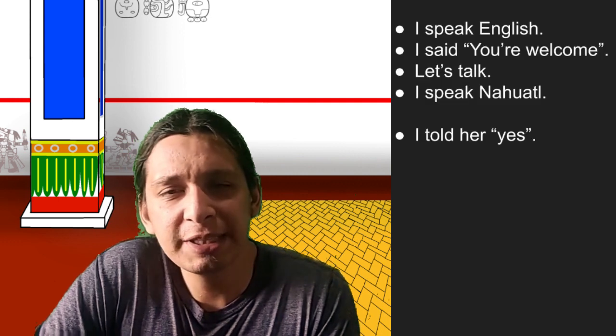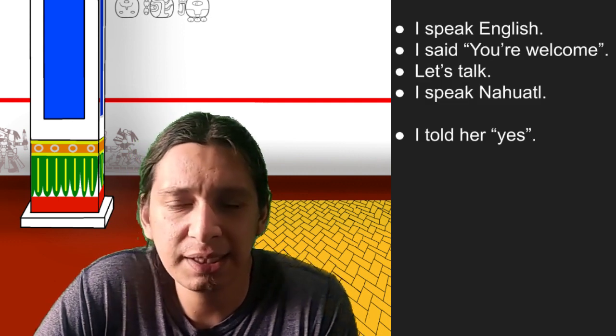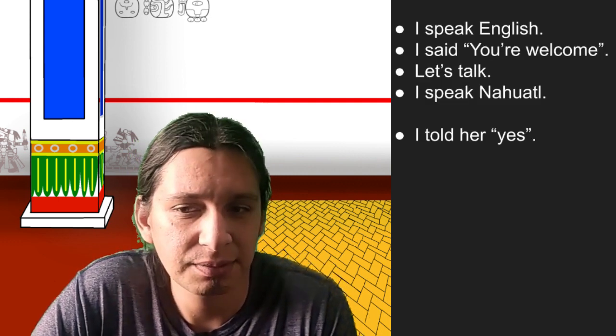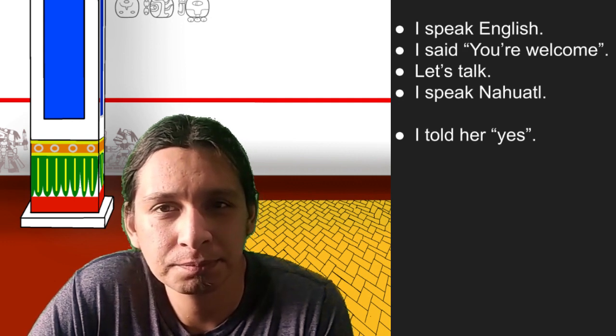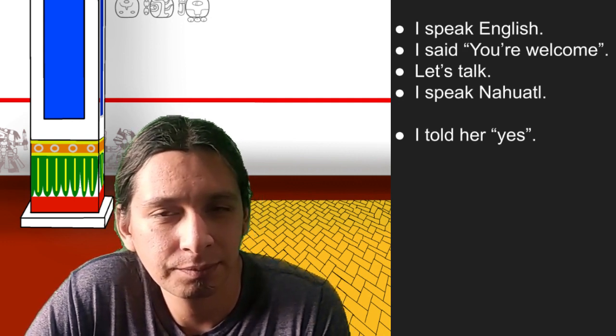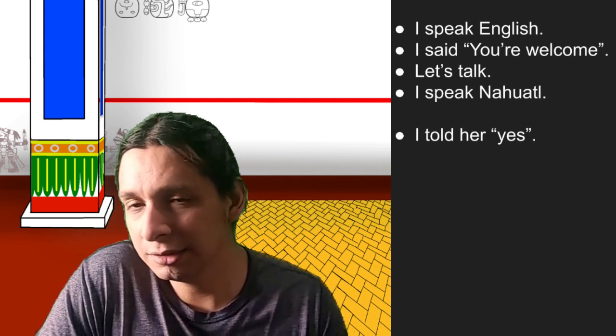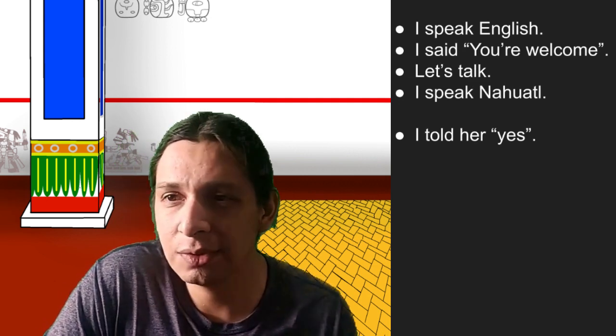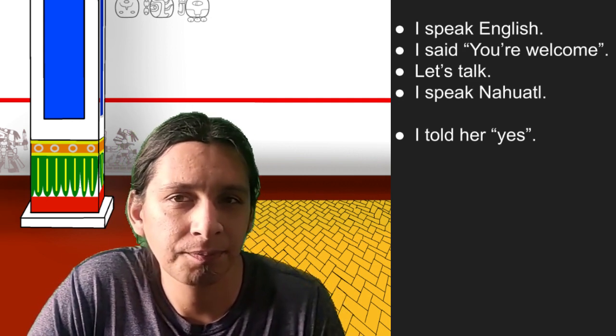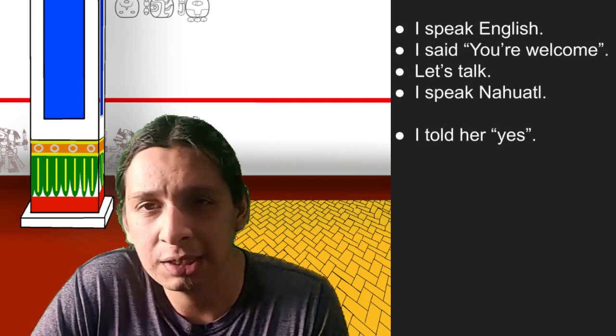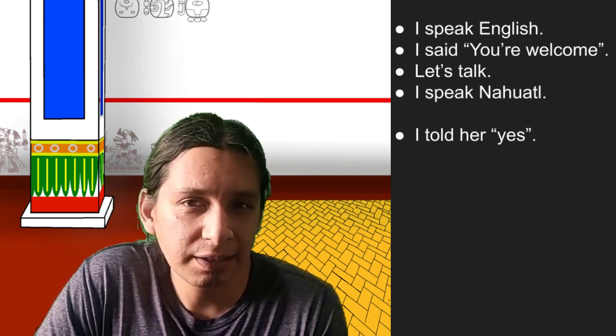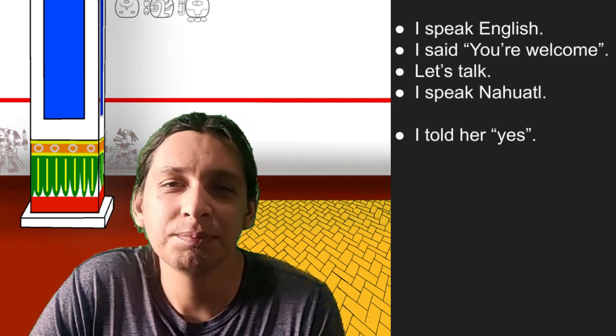Okay, so let's try and make some sentences. Try to say, I speak English. How would you say this? So we can use the word ni tlahtoa or ni saniloa. Let's start with tlahtoa. Ni tlahtoa ingles. That's it.